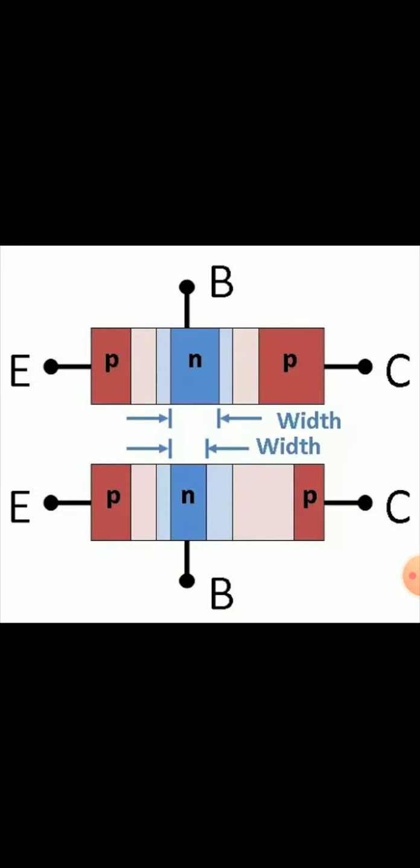So we need to adjust or modulate the base width. This is the main concept of Early effect or base width modulation. Here the width of the base region occupied by charged particles is called the electrical width, or the physical width of the base region. Here it is mentioned with the change in base width. Without the depletion region at the collector base junction in the base region, the width is called the effective width or electrical base width.